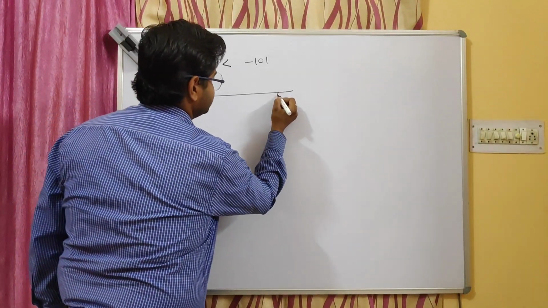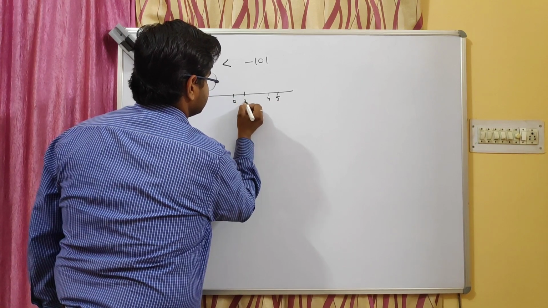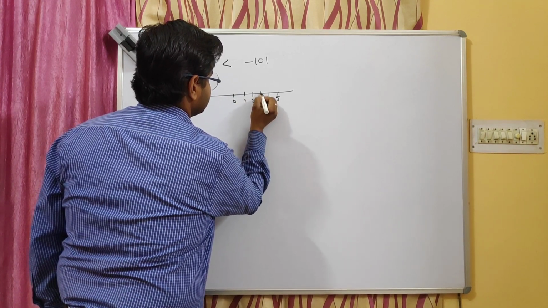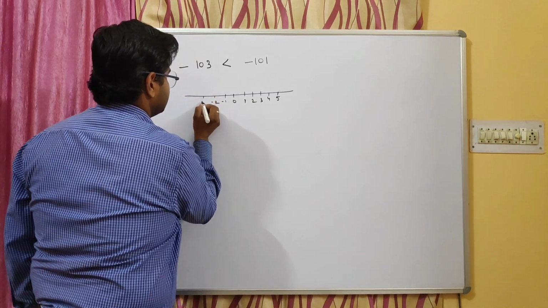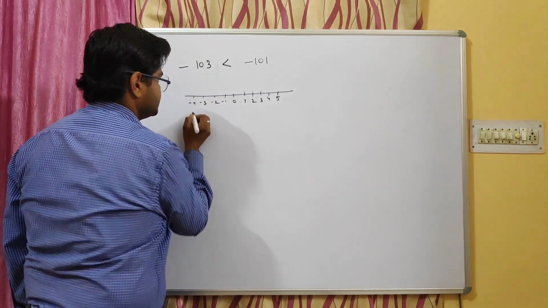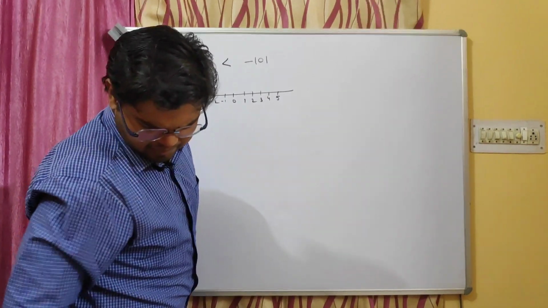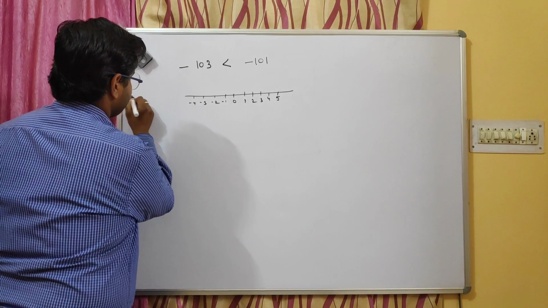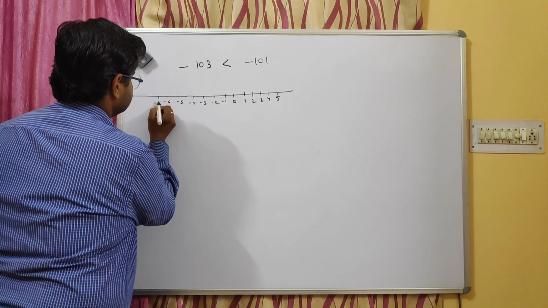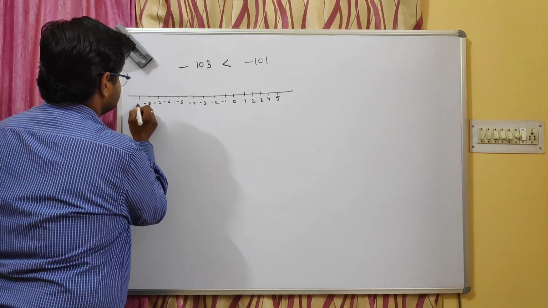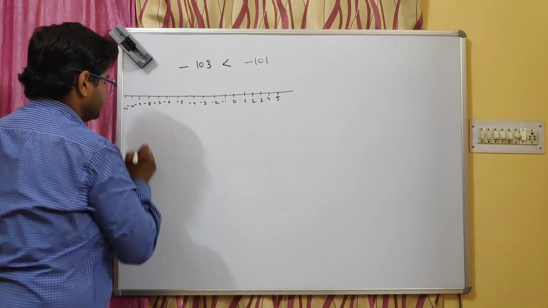So if you have 5 here, 5, 4, minus 1, minus 2, minus 3, minus 4, minus 5, minus 6, minus 7, minus 8, minus 9, minus 10, and here you have minus 11.